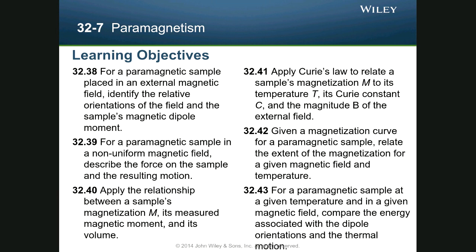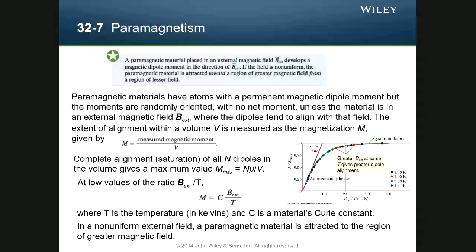Now, paramagnetism is a little different. If a material is placed in an external magnetic field and develops a magnetic dipole moment in the direction of the external field, that's paramagnetic. In a paramagnetic material, if the field is non-uniform, the material is attracted toward the region of greater magnetic field. So paramagnetism and diamagnetism have to do with how you react to an external magnetic field, and they're both fairly weak. You need very strong external fields to get those properties going.